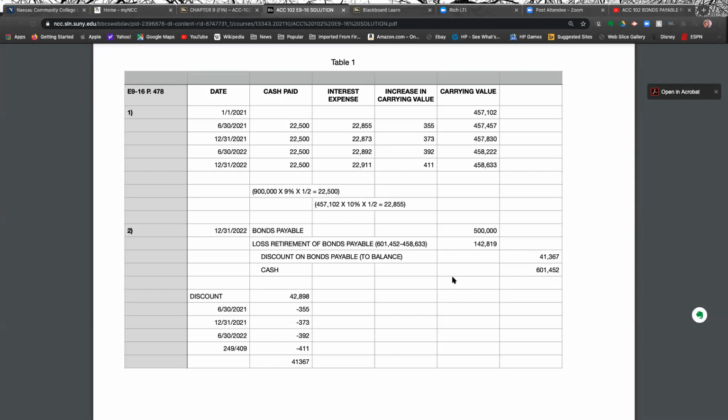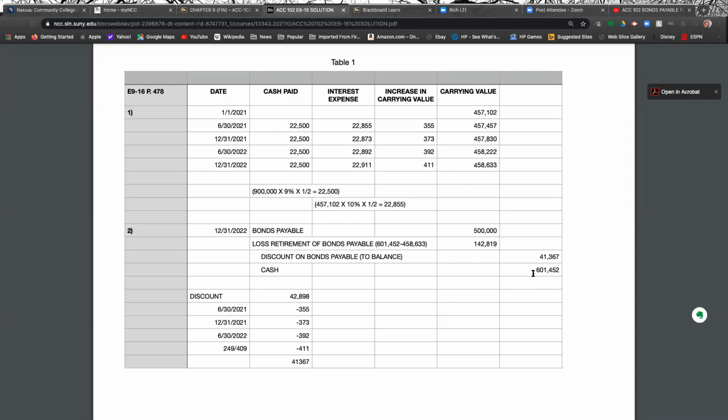Now, the way the textbook shows it, they show this number as a plug balance. I don't agree. You can calculate this number, right? 41,367 can be calculated. It's not a plug number. This number is a plug number, right? So now think about it for a second. You've got bonds that have a carrying value right now of 458,633. That's the carrying value of the bonds, and it's costing you $601,452 to pay that off.